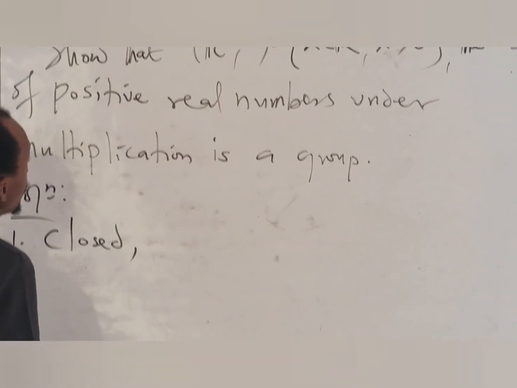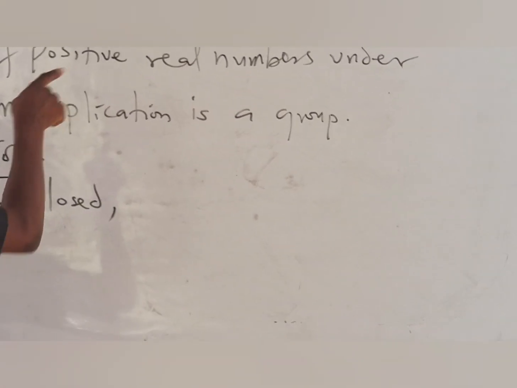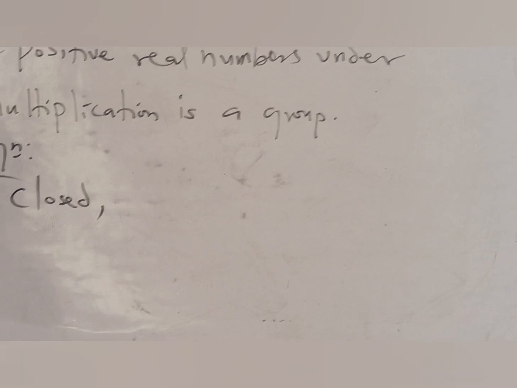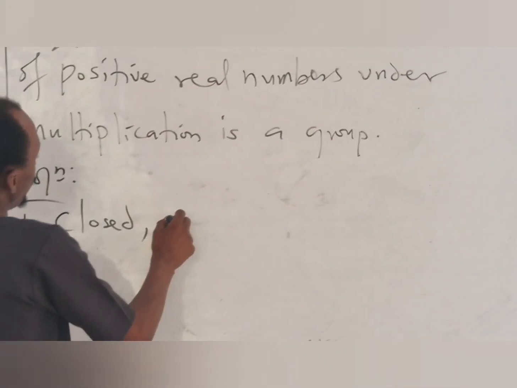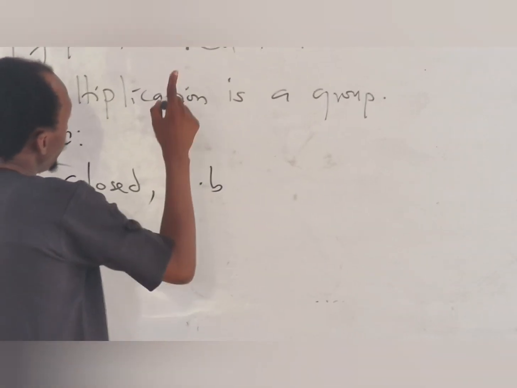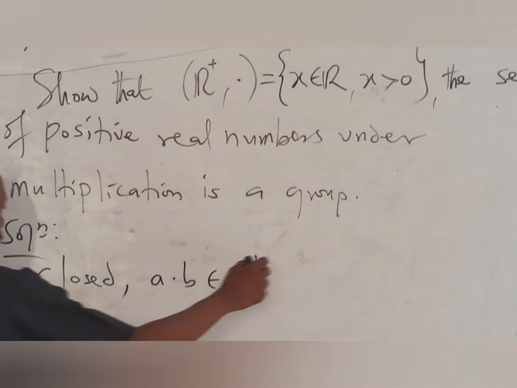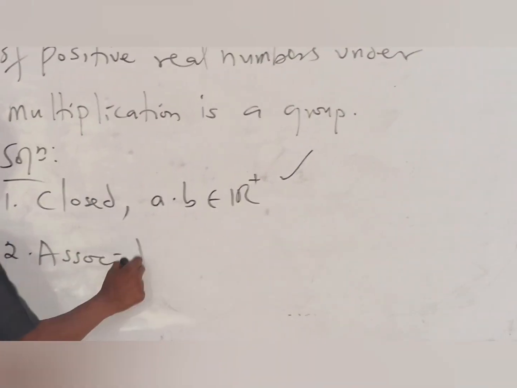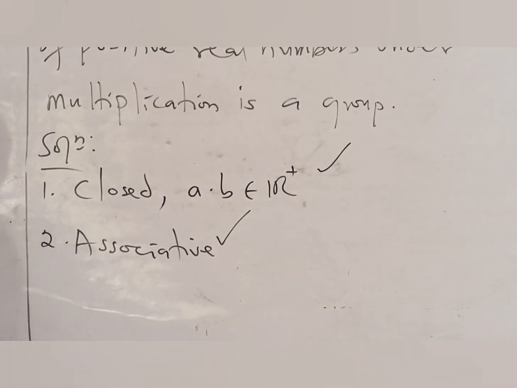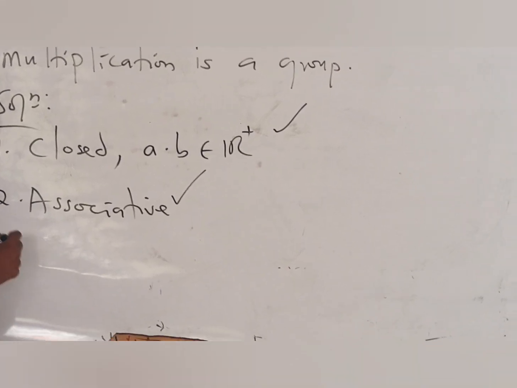Multiplication. You multiply any two positive real numbers, excluding zero, and you get a real number, right? So pick any a, b in R positive, and you multiply them, you should get what? R positive. Yes or no? Yes. So it's closed. Two, associativity. If you move the parentheses about, it will be associative. Multiplication is associative.